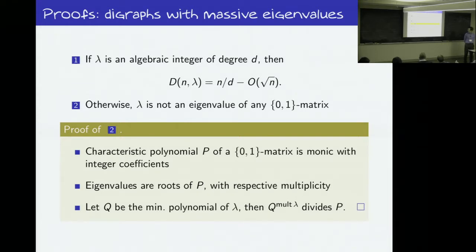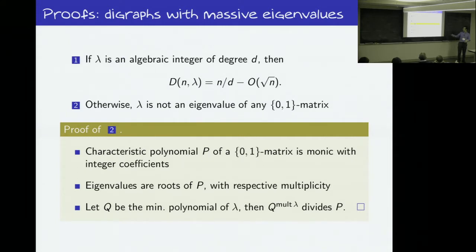Okay, so first of all, let me remind you what the result is. If I have a number lambda, then I'm interested in the 0, 1 matrices with lambda as an eigenvalue of large multiplicity. So there are two cases. If lambda is not an algebraic integer, it's not an eigenvalue of any such matrix. And this is easily seen because the eigenvalues of a matrix are roots of its characteristic polynomial. The characteristic polynomial of an integer matrix is an integer polynomial, which is monic, so its roots are algebraic integers. Okay, easy.